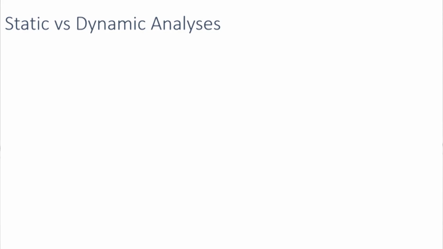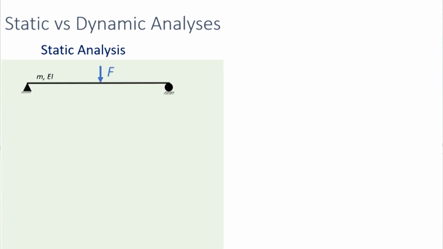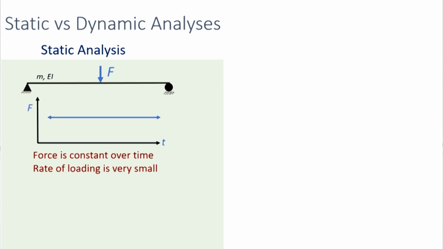Now let's see how dynamic analysis is different from static analysis. All of you have learned static analysis. This is an example of a static analysis problem. Here we have a simply supported beam with mass m and flexural rigidity EI. We have a force F at the midspan of the beam.